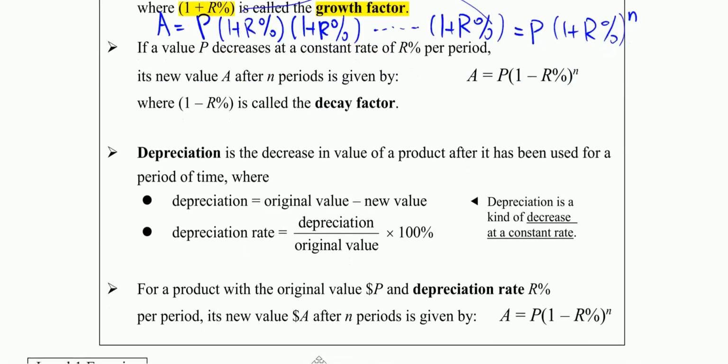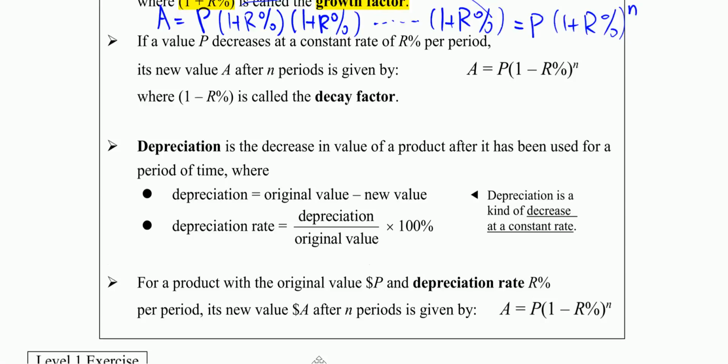Similar to the case for decrease, you will understand that if P decreases also at a constant rate, which is R%, then after some periods the value will change to P times (1 minus R%), the whole thing to the power n. Let's also highlight the keywords. The 1 minus R% is called the decay factor. For the decay cases, depreciation is one of the applications.